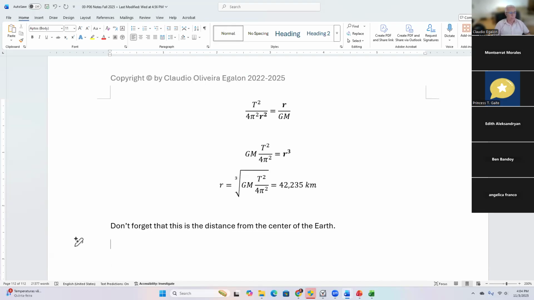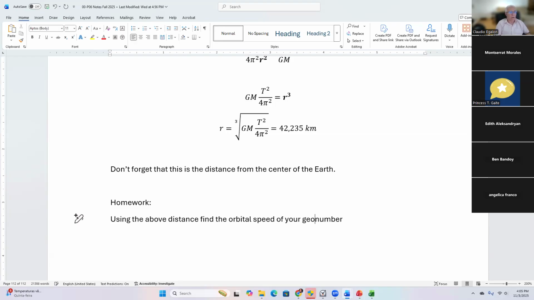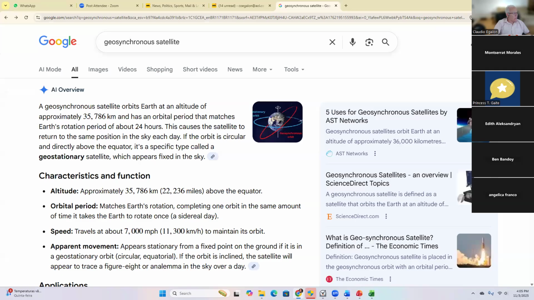Okay? Homework. Using the above number, the above distance, find the orbital speed of your geosynchronous satellite and compare with the number on the internet. Okay? On the internet, this number is 7,000 miles per hour, 11,300 kilometers per hour, okay?